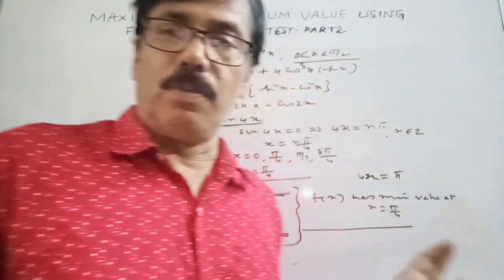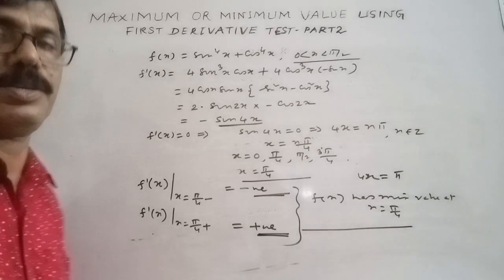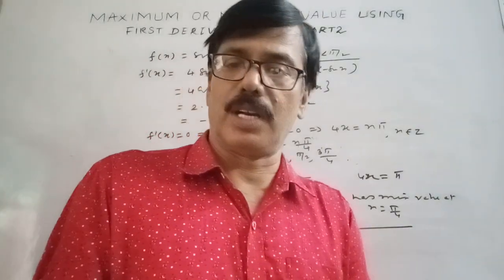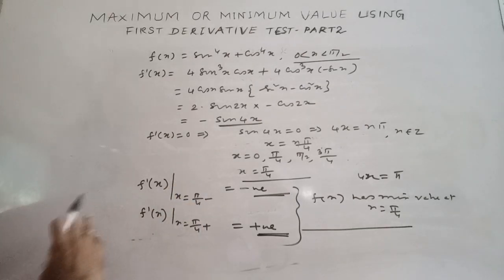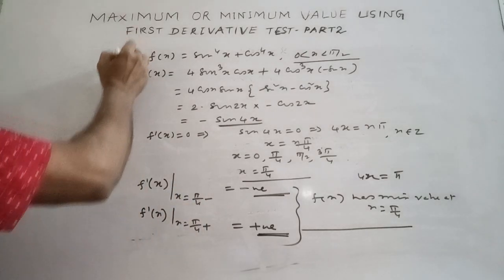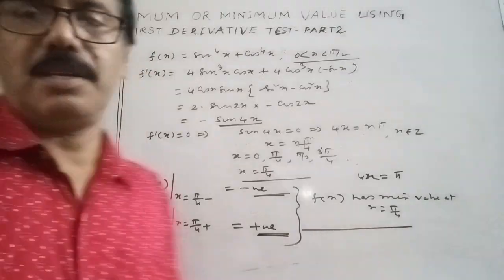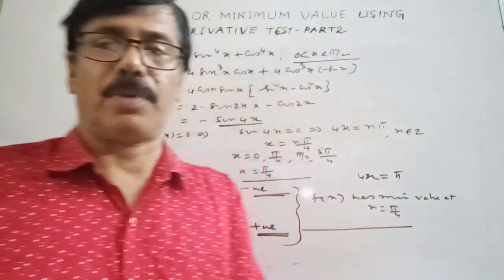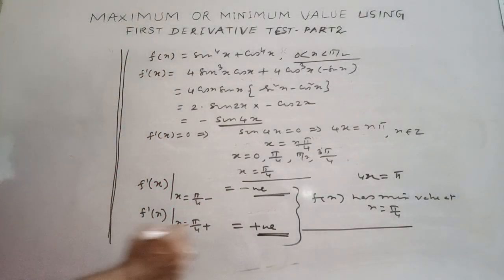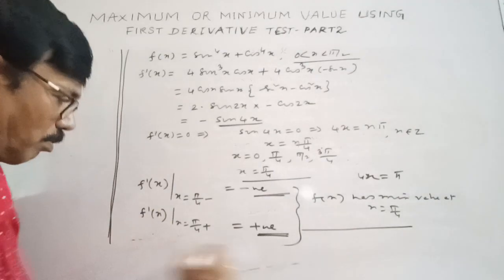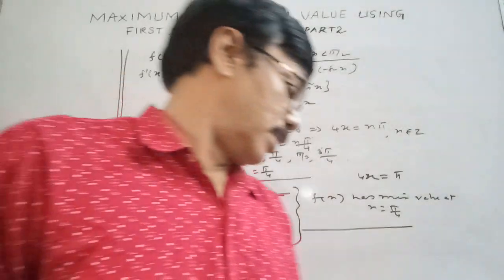If it is a problem of both, we always use the second order derivative: find the second order derivative and put x equals pi by 4 to get the result. Today we are discussing how to find the extreme value of a function using the first derivative test. That is why we write only the first derivative and put in the values to get the result.